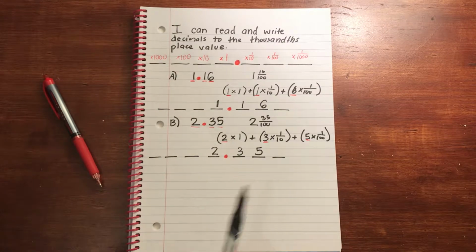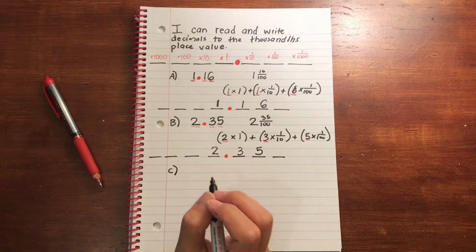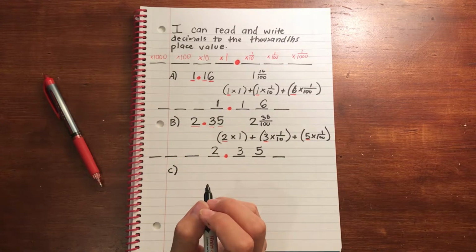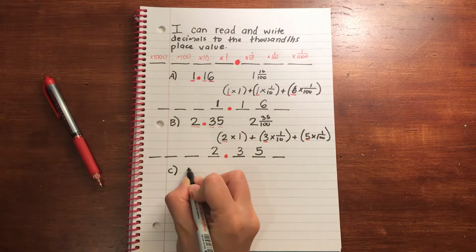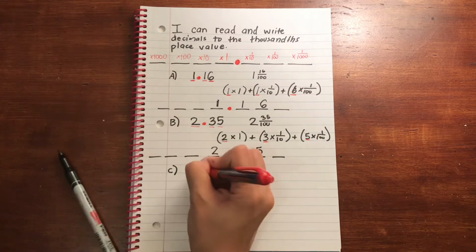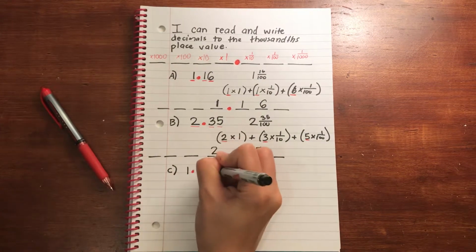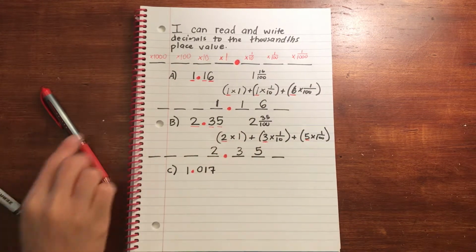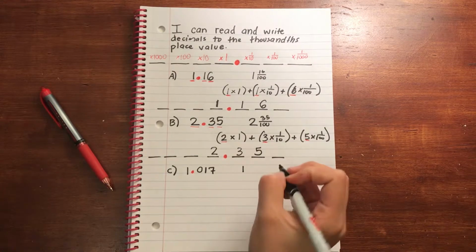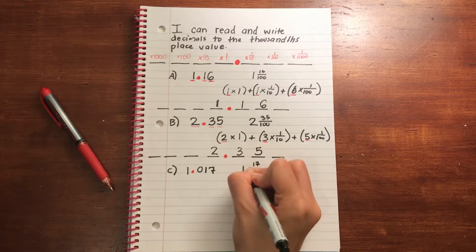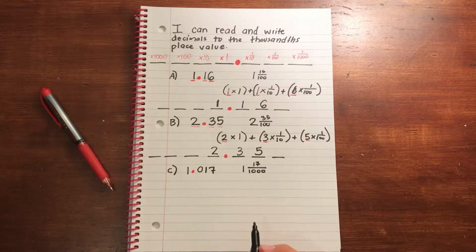Let's see, how much time do we have? Maybe do one last one. If you're good, you can stop the video. If not, keep watching. Let's go to the thousandths place. Let's go to 1 and 17 thousandths. Okay, don't get confused. You can write it as a mixed number of 1 and 17 over 1,000. So 1 and 17 thousandths.